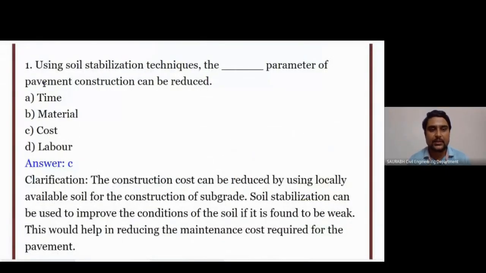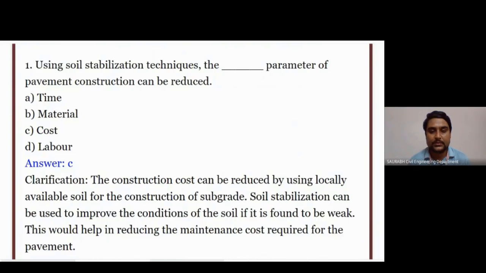Now let's come to the MCQs. Here we will see the MCQs related to ground improvement. The first question: using soil stabilization technique, which parameter of pavement construction can be reduced? The options are time, material, cost, labor, and the right answer will be cost. And there is also a clarification. The construction cost can be reduced by using locally available soil for the construction of subgrade. Soil stabilization can be used to improve the condition of the soil if it is found too weak, and this would help in reducing the maintenance cost required for the pavement.